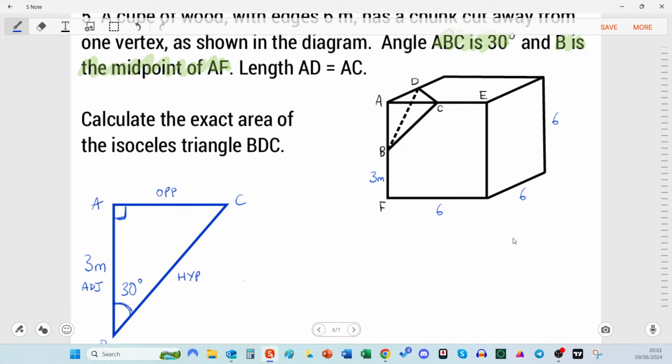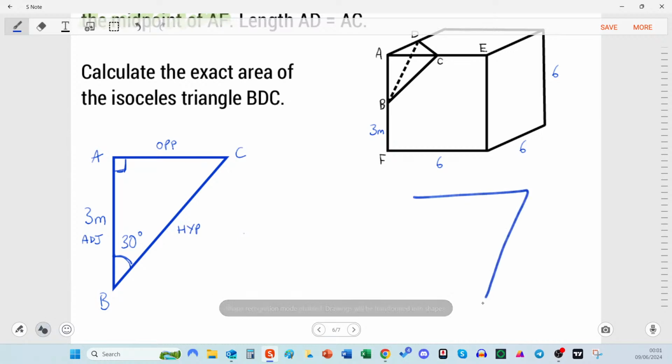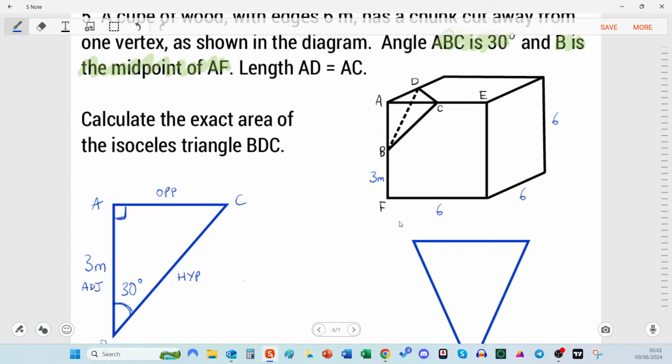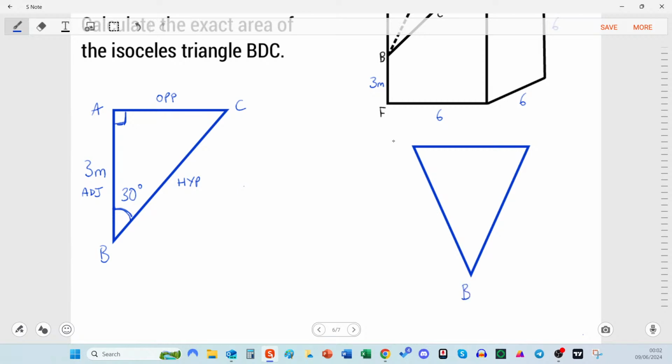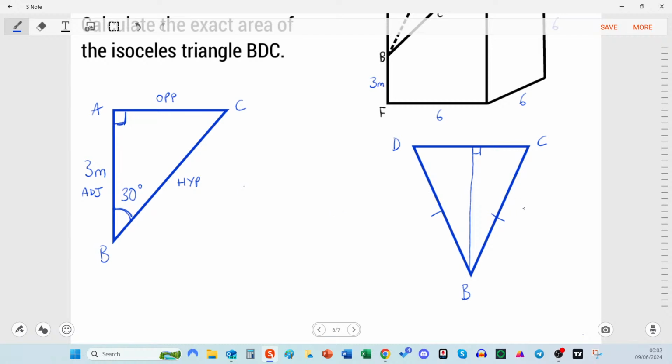So I've got a couple of triangles that I'm interested in here. And I'm going to draw them. It's BDC. And I know that this is isosceles, so it can be taken down the side like that. It would be really useful then if I had the side BC, right? Because then I could start working with a triangle perhaps.